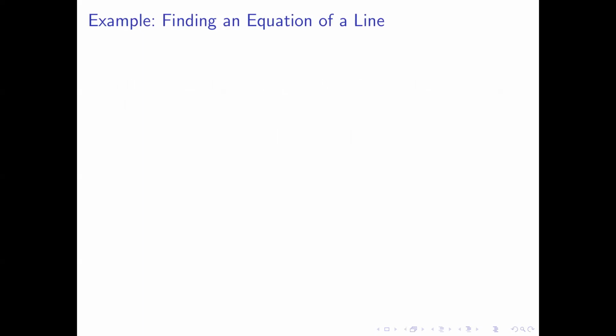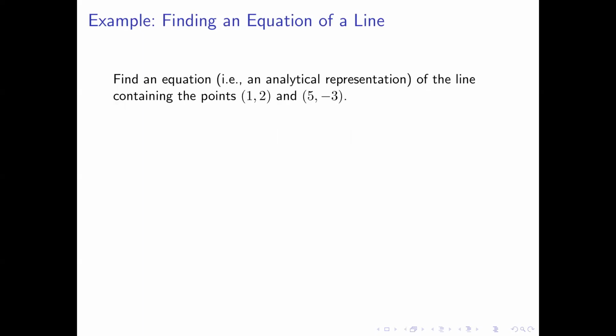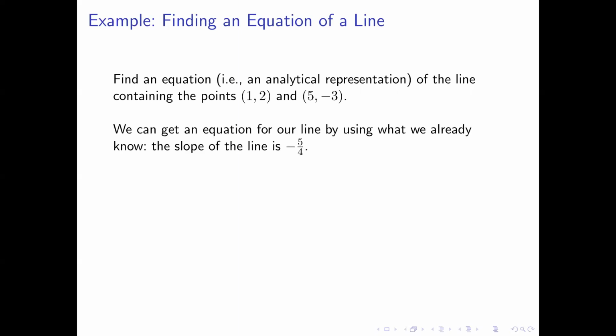Now let's find an equation for our line. So we're now going to find an equation, or what we could also call an analytical representation, of the same line, the line that contains the points (1, 2) and (5, -3). We already know the slope. We just found that the slope of this line is -5/4.